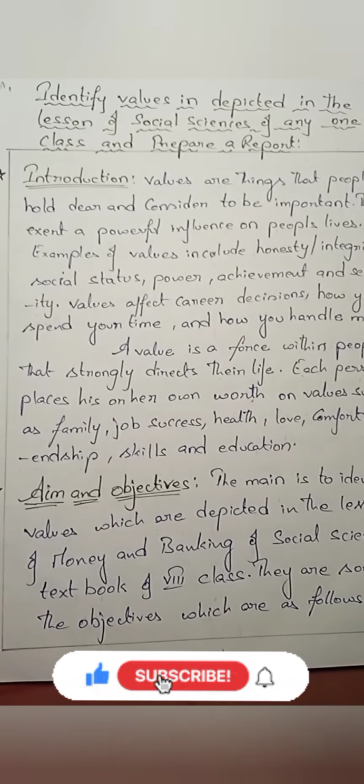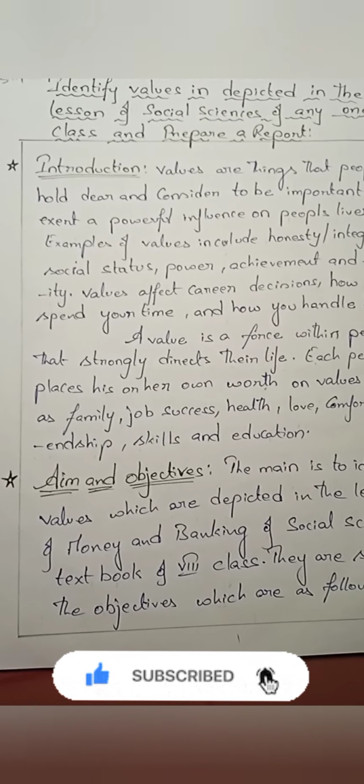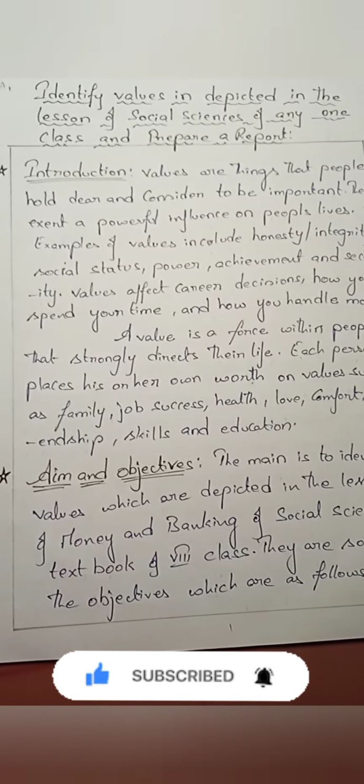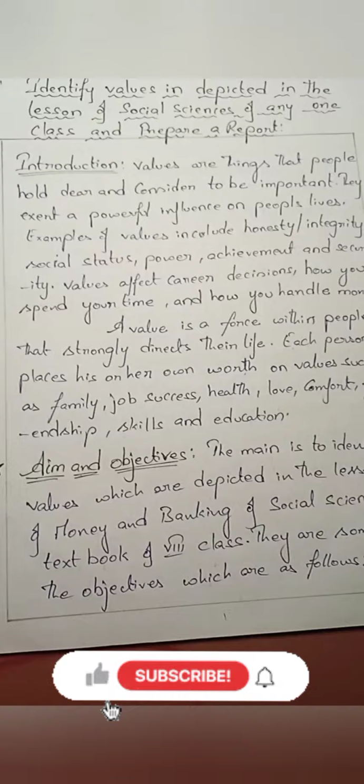Friends, today in this video we will see the B.Ed first year Semester 1 Social Science Methodology Activity 1. Identify values deposited in the lesson of social sciences of any one class and prepare a report.